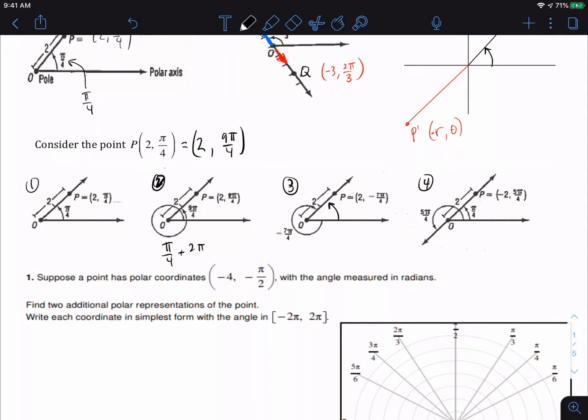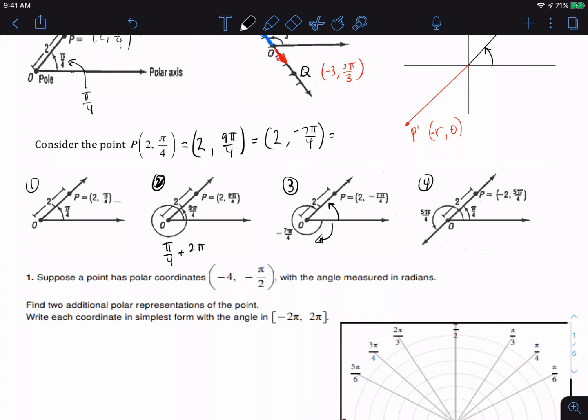Now the number 3 example is going clockwise, and so the angle that's being created is a negative angle, and they have it written down for us there as negative 7 pi over 4. But notice that we end up at the same spot. So we're still going to be walking in a forward direction, so it's still positive, and we're going to have a negative 7 pi over 4 as our angle.